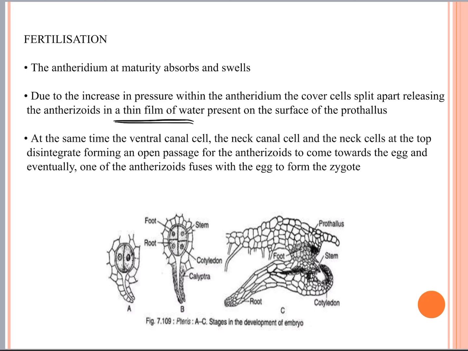They consist of cilia. At the same time, the ventral canal cell, the neck canal cell and the neck cells at the top disintegrate, forming an open passage. They form an open passage for the antherozoids to come towards the egg, and eventually one antherozoid fertilizes the egg to form the zygote. The zygote is a diploid structure.